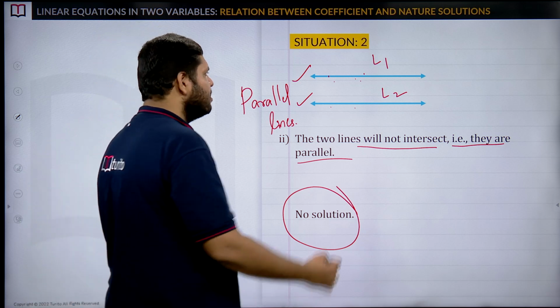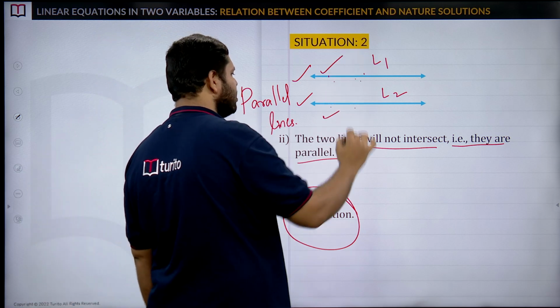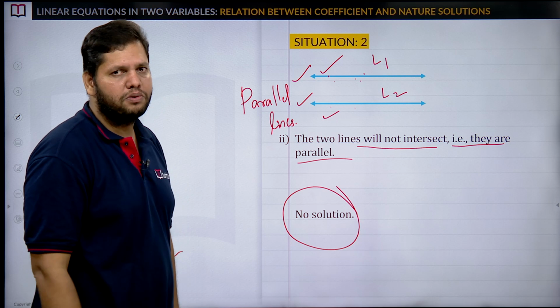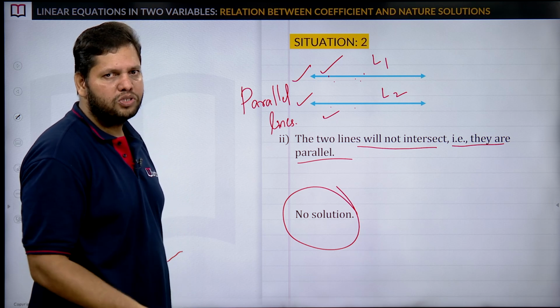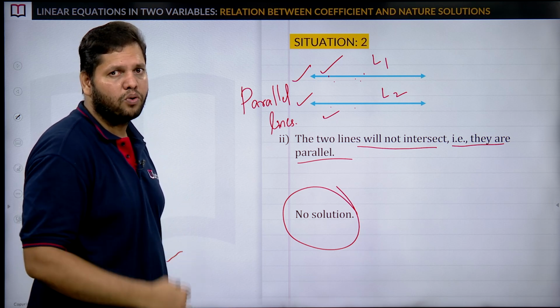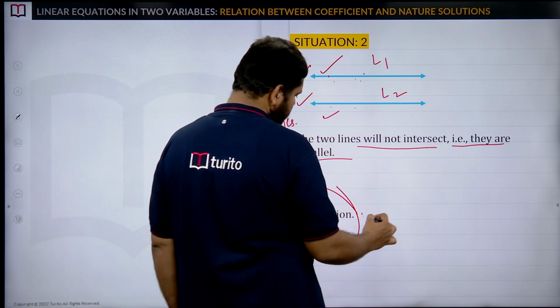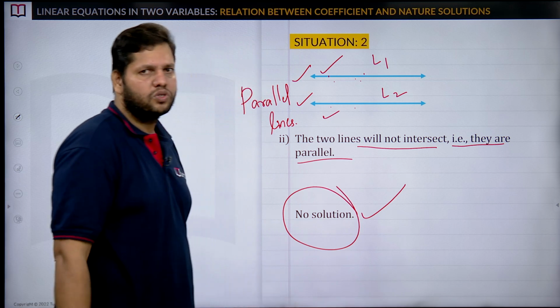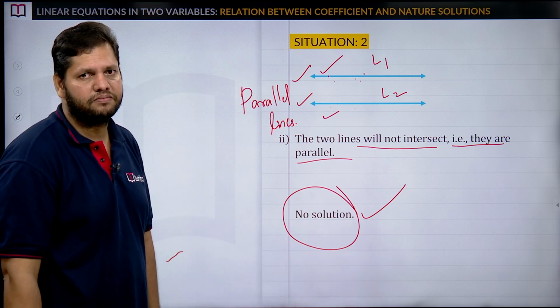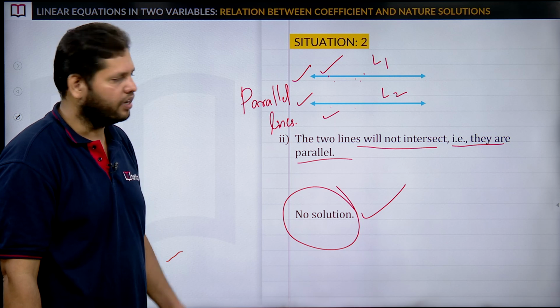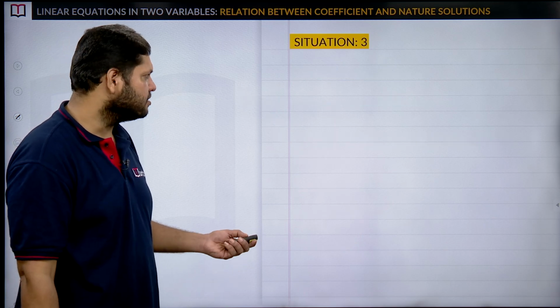Okay. See, this line has some individual solutions. This line also has some individual solutions. But a common solution does not exist because there is no common point, and they are not intersecting. So that's why, what can we say, the number of solutions are what? 0. Solution does not exist. Okay, children? Fine.